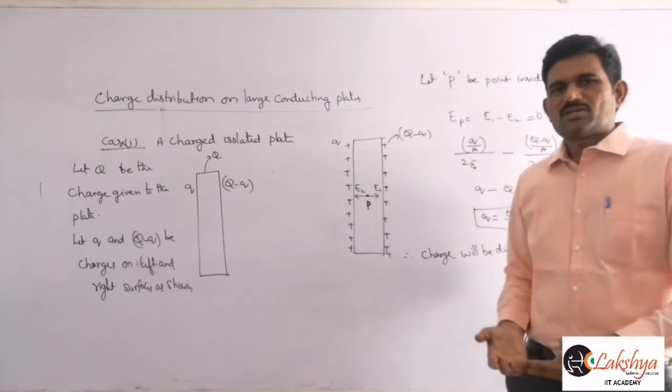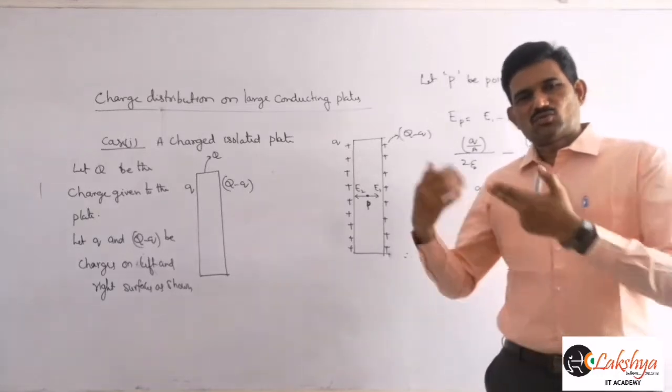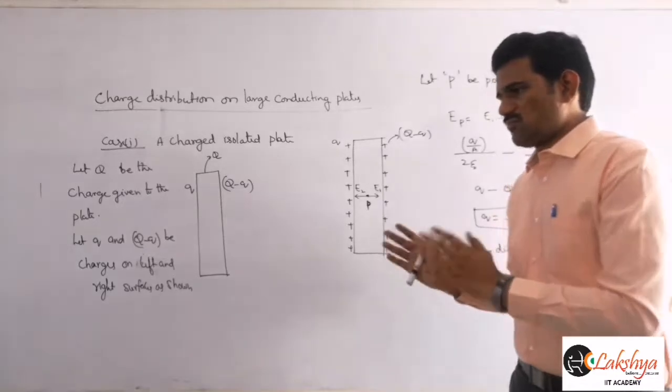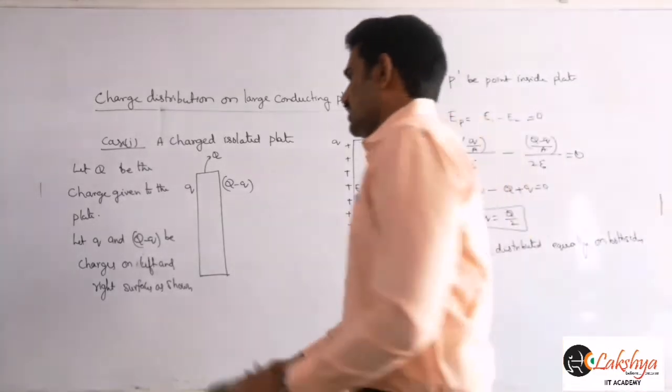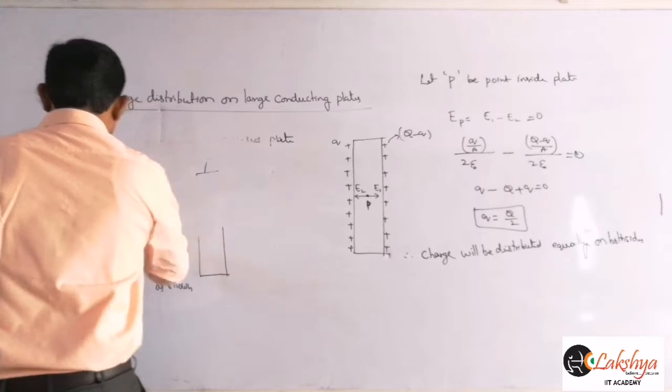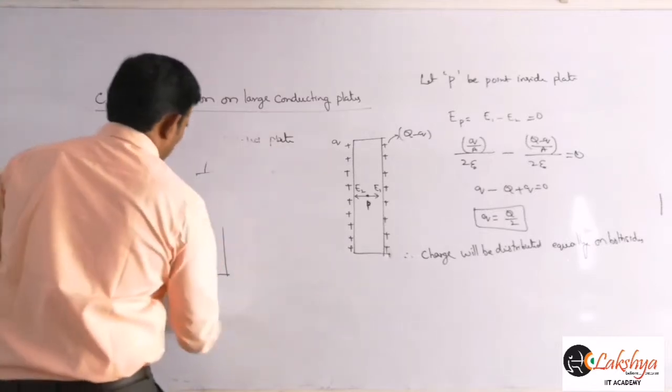If you are giving plus 2q charge, then q will be on one side and another q will be on the other side. So charge will distribute equally like this. That is in case of isolated plates, a single plate if you are taking, right?